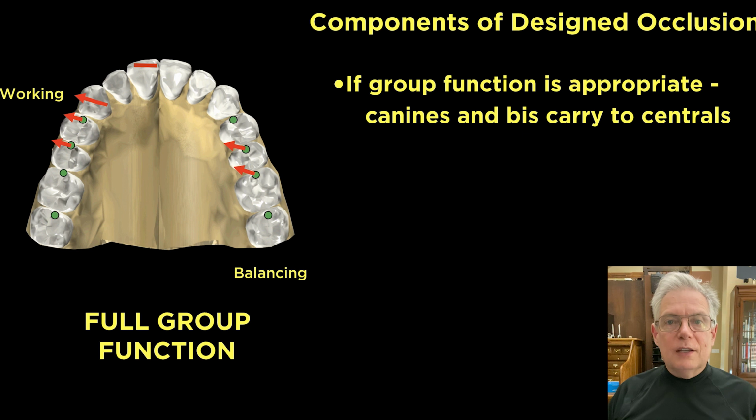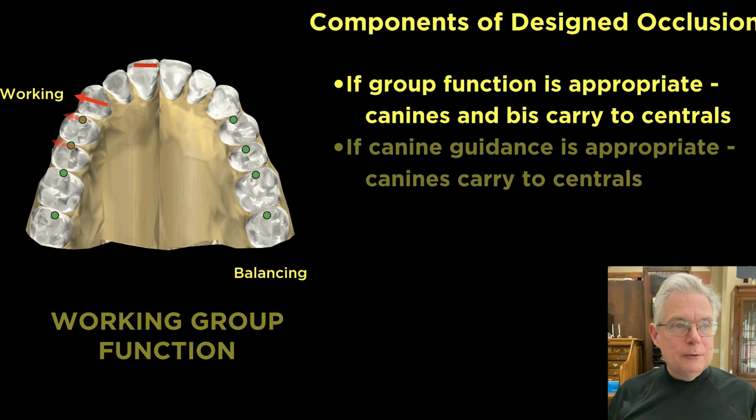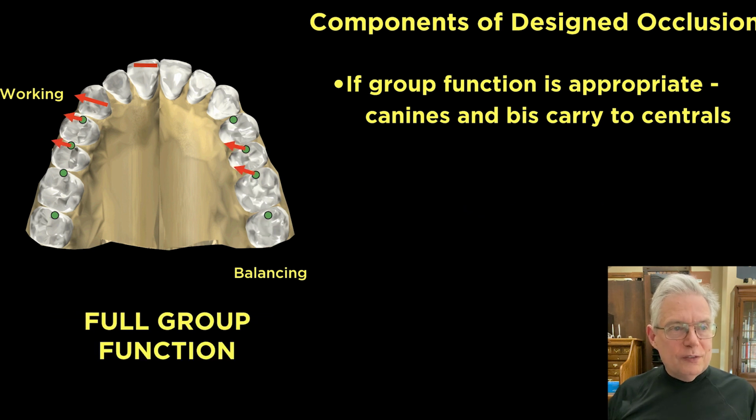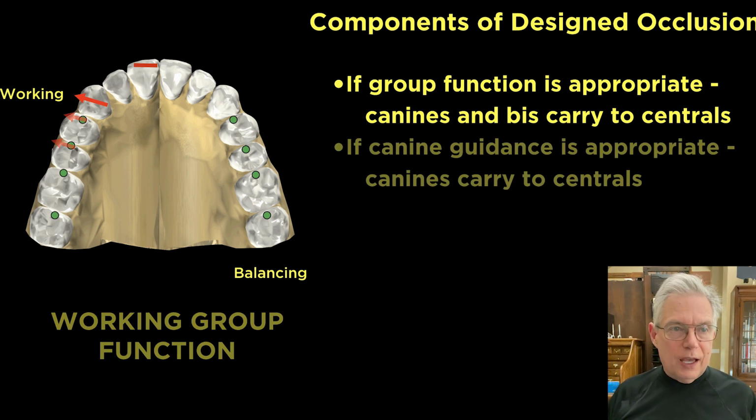Here's the components of a designed occlusion. If group function is appropriate, canines and bicuspids are going to carry that to the centrals. I try to stay off of molars. Have I built it with molars? I have, but those are less predictable because of the forces they can generate back there. A working group function, and that one was a full group function, and in fact, let me go back to that one. Okay. If I go back to a full group function, what we would see is that I have contacts on both sides. A working group function, which is way more common, would include contacts on that working side.